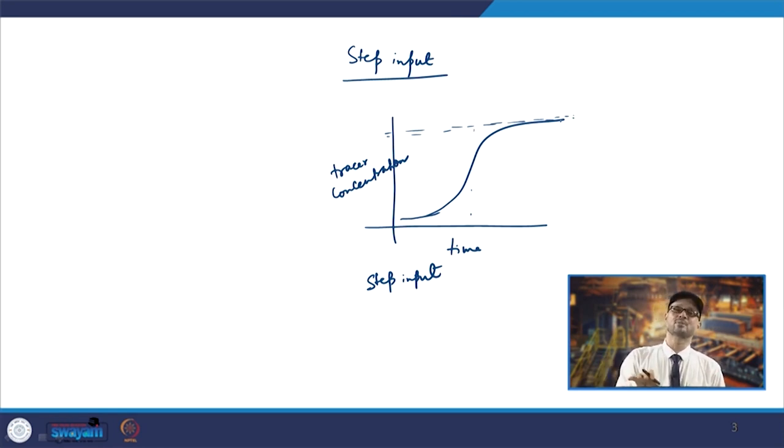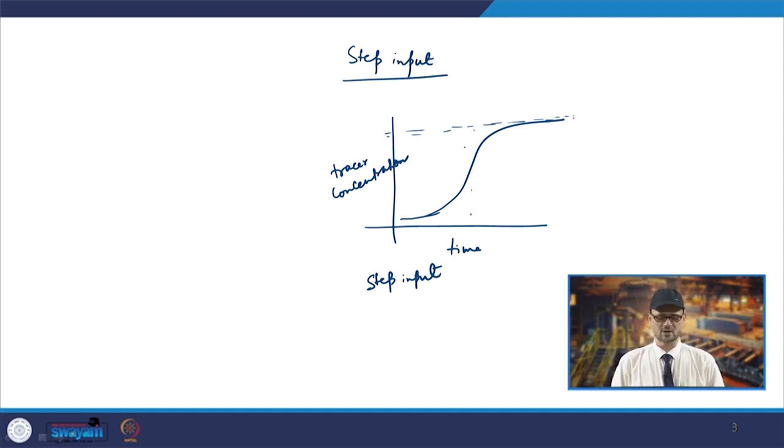So, that is the example of the step input, and normally when we do the grade transition analysis, many times we try to see after how much time what fraction of the old grade and what fraction of the new grade steel is coming out. These analyses can be done using the F curve. So, that is your step input.